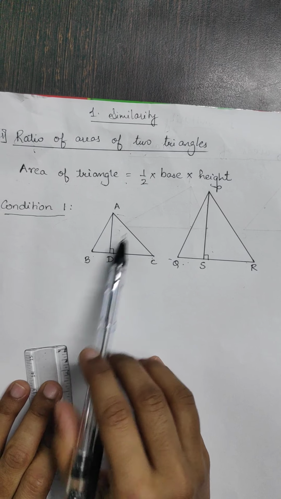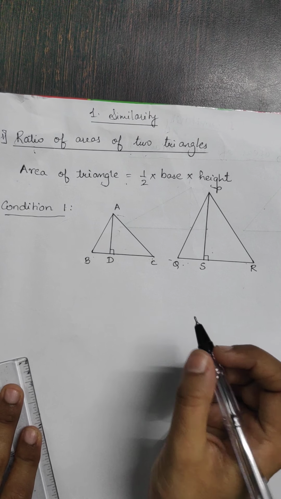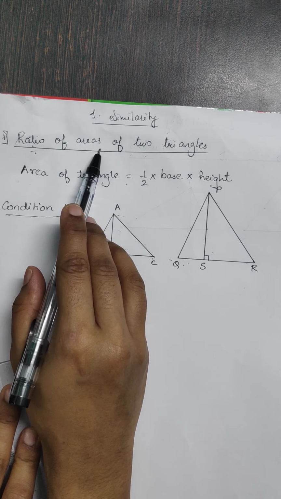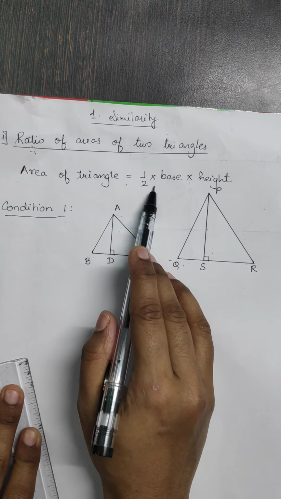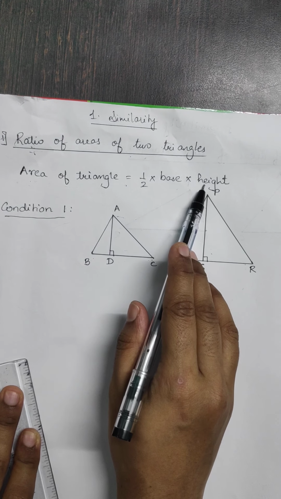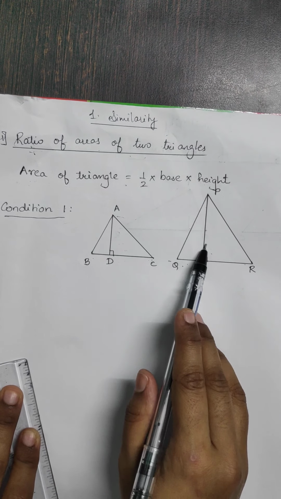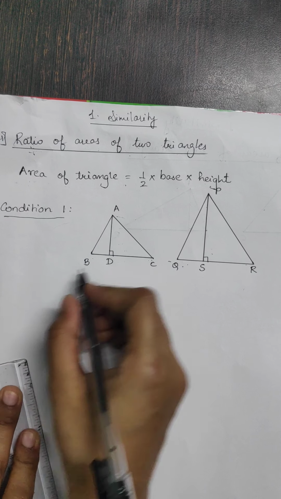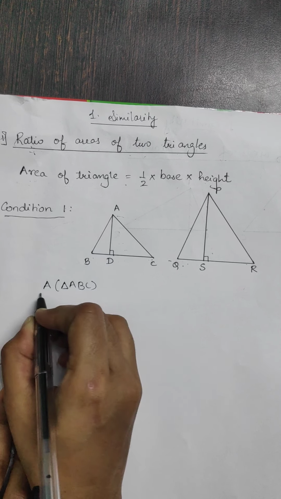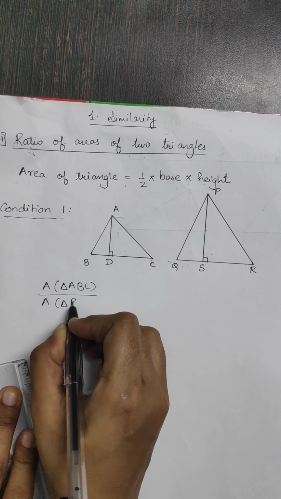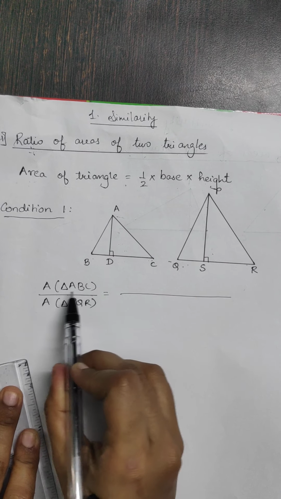If we have to find the ratio of the areas of two triangles, how are we going to find it? See, for the ratio of the areas of two triangles, we are going to use the formula: area of triangle is equal to half into base into height. Why are we going to use this formula? Because here in the very first condition, both the triangles are different. So if we have to find the ratio of both the triangles, how are we going to write it? Area of triangle ABC upon area of triangle PQR, right? So here we are going to find the ratio of both the triangles.